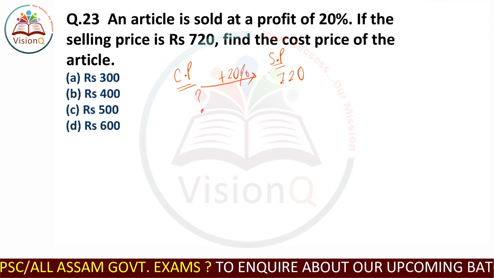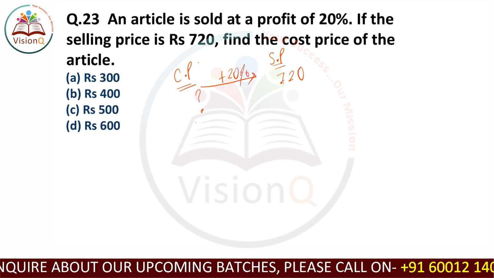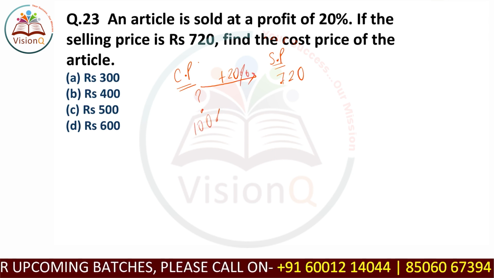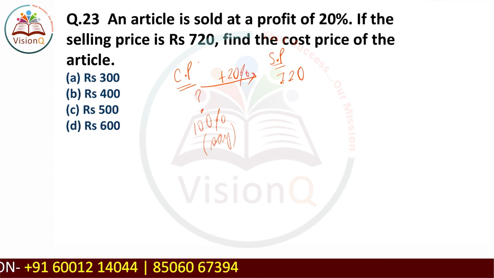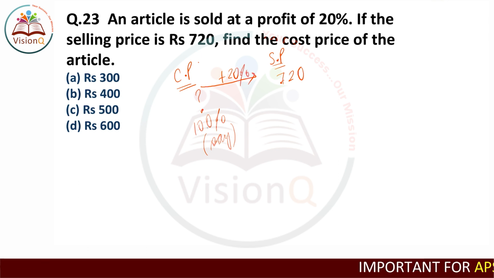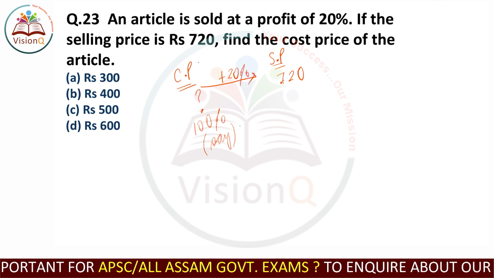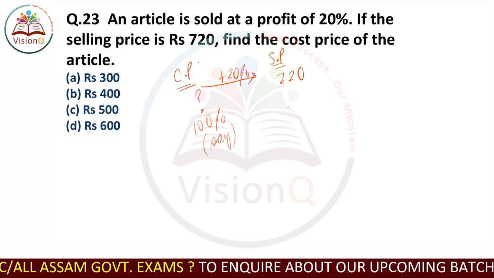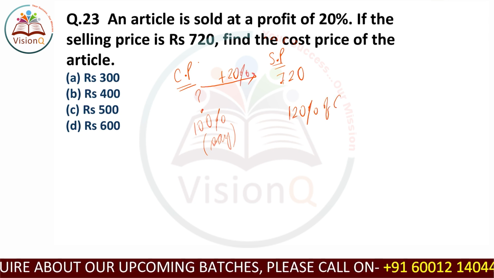Now in such questions, if you don't know the initial price or the cost price, you can always take this value as 100% or 100 rupees. So 100% of the cost price was the cost price of the article. Now on selling this article, the shopkeeper obtained a profit of 20%. If 100% is the cost price and 20% is the profit on the cost price, then the selling price will be 100% plus 20%, which is 120% of the cost price.